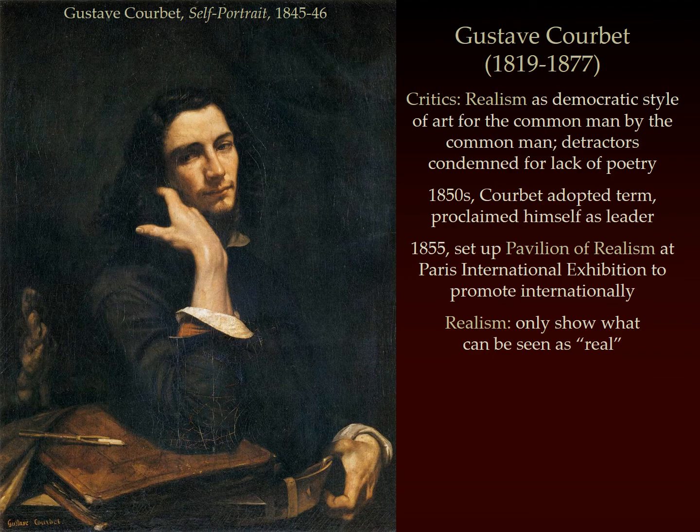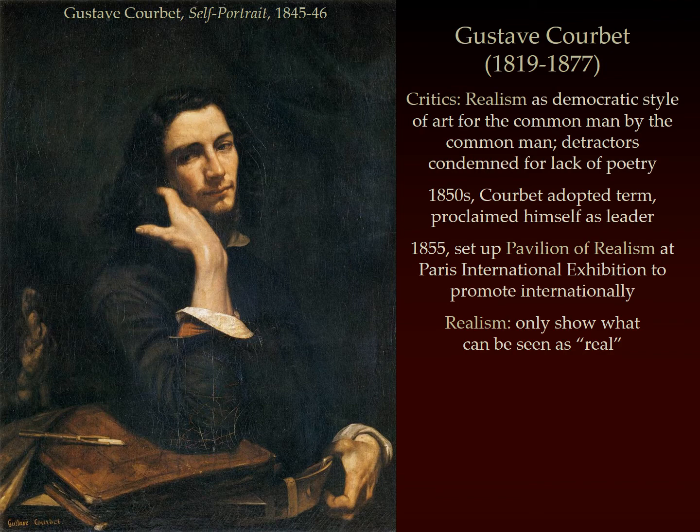Enter Gustave Courbet. Now, we find that Courbet is given the title of the father of realism. So critics writing about Courbet would state that realism is a democratic style of art for the common man by the common man. Now, detractors would condemn his art for its lack of poetry and of its academic polish. In the 1850s, Courbet would adopt the term, proclaiming himself as leader of this new movement.